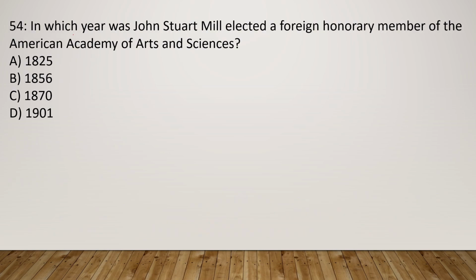In which year was John Stuart Mill elected a foreign honorary member of the American Academy of Arts and Sciences? It was 1856.